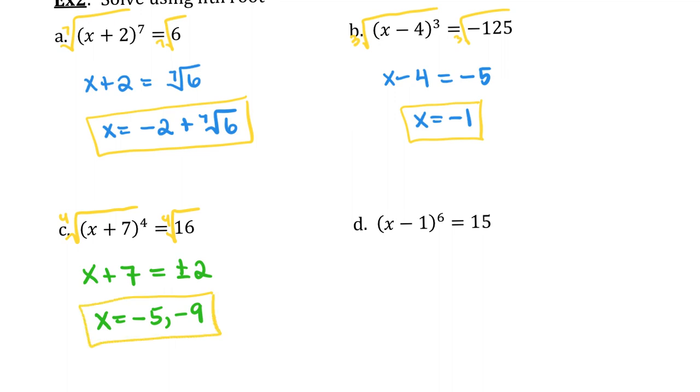Okay, let's plug it in our heads too. If I plug in negative 5, here I get negative 5 plus 7 is 2. 2 to the fourth is 16. If I plug in negative 9 plus 7 is negative 2. Raised to the fourth is still 16. Let's do one more example.